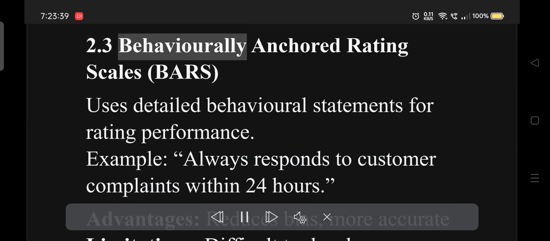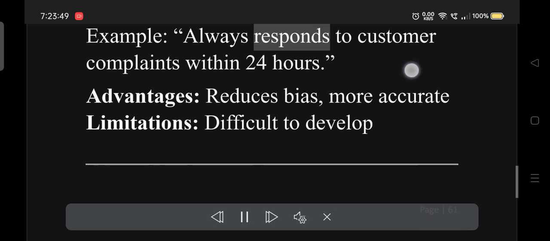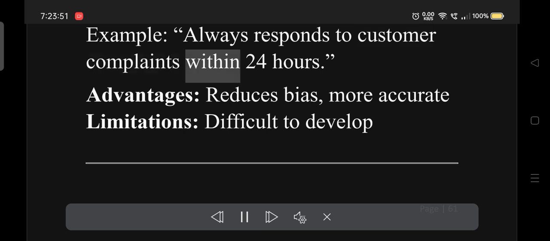2.3 Behaviorally anchored rating scales, BARS. Uses detailed behavioral statements for rating performance. Example: always responds to customer complaints within 24 hours. Advantages: reduces bias, more accurate. Limitations: difficult to develop.